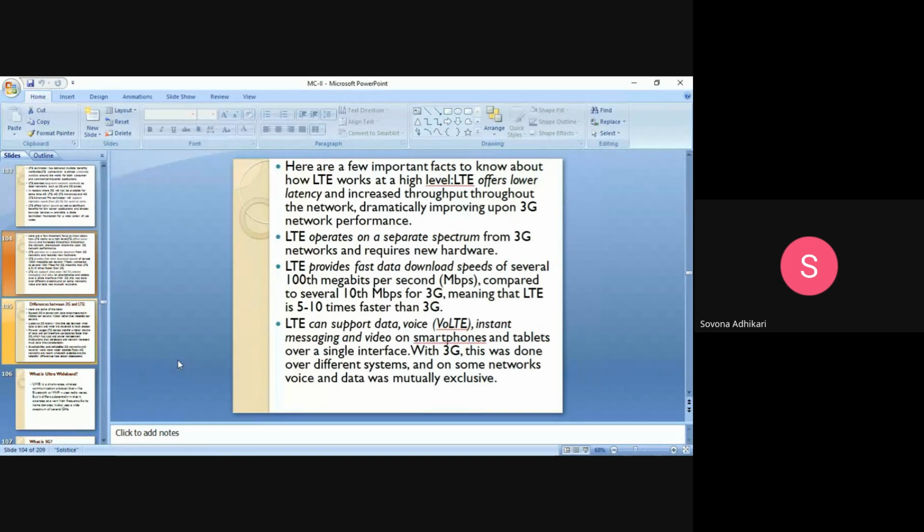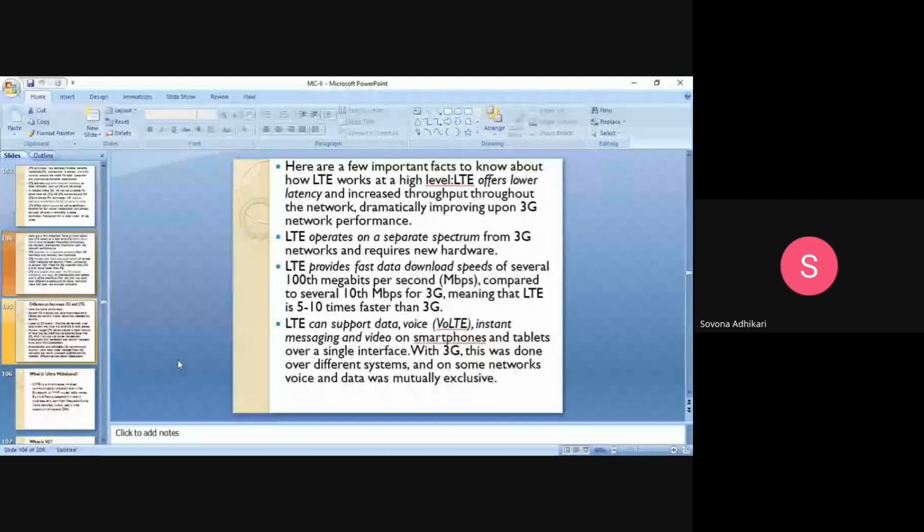LTE operates on a separate spectrum from 3G network and requires new hardware. LTE provides fast data download speeds of several hundred megabits per second, Mbps, compared to several tens of Mbps for 3G, meaning that LTE is 5 to 10 times faster than 3G. So as you know, after 2G and 3G, LTE technology is used. If we compare LTE technology with 3G technology, it is 5 to 10 times faster.